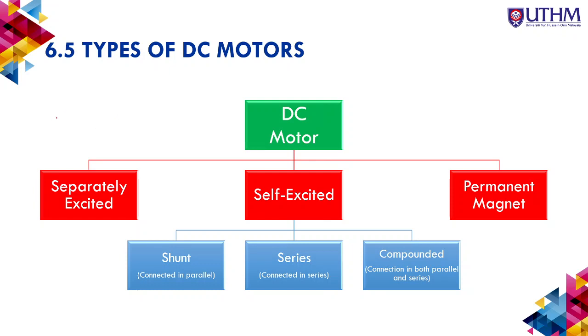It's like a permanent magnet. In a permanent magnet, the magnetic field comes from the magnet, and the rotor will be supplied with the voltage. So there are two things over here. To generate the magnetic field in the permanent magnet, we use a magnet.